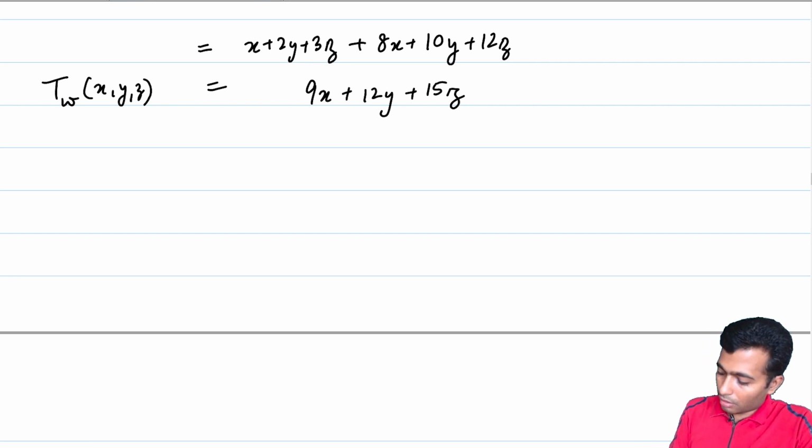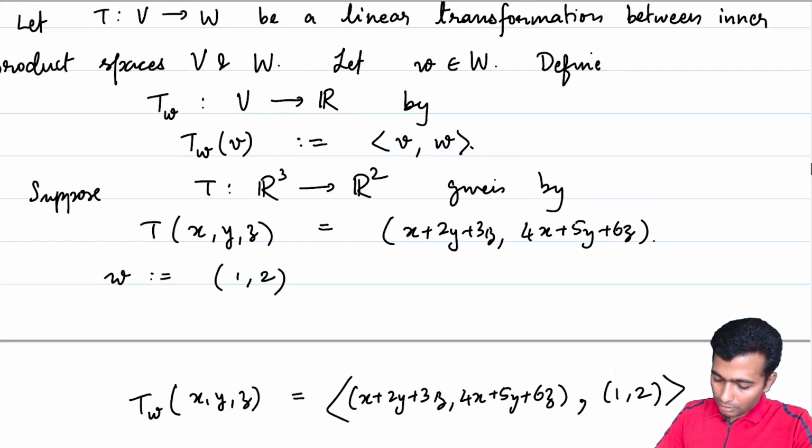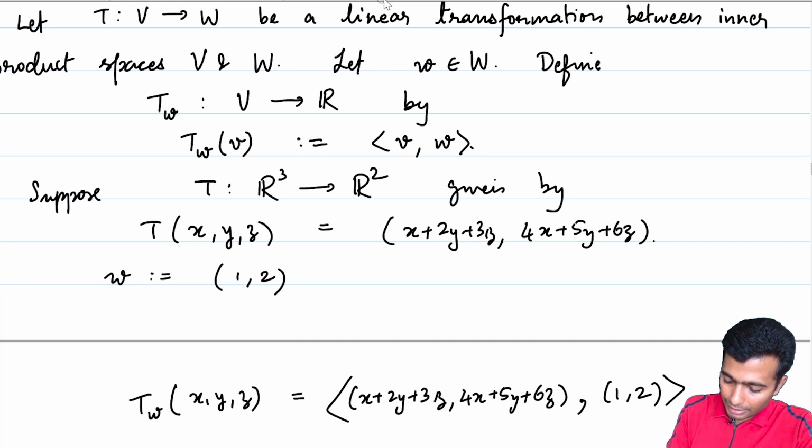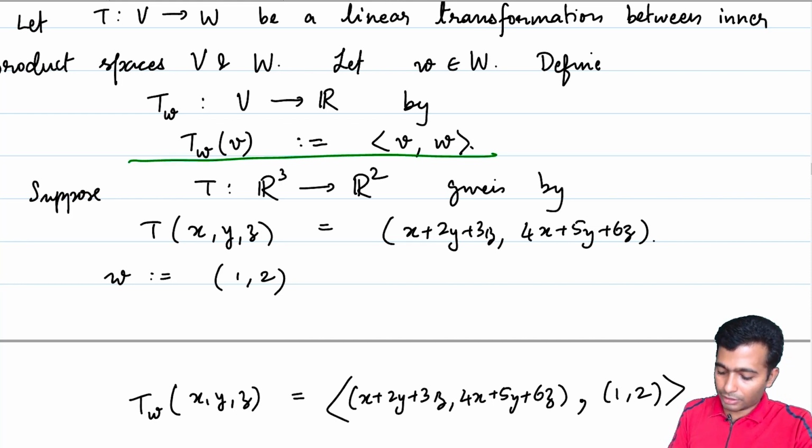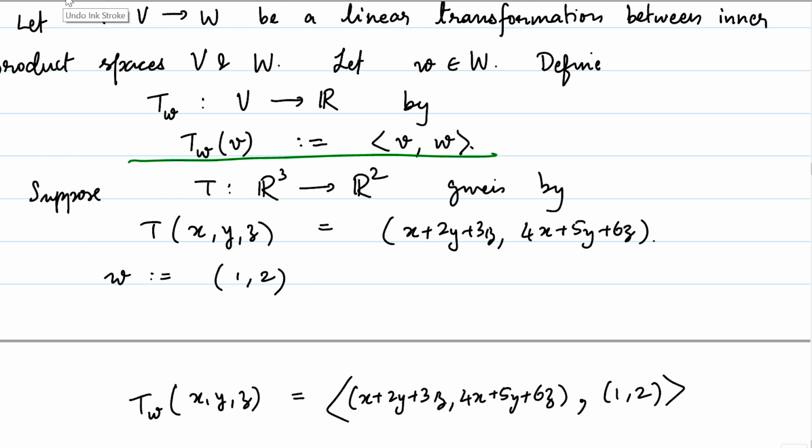So let's observe that this function, which now I am underlining in green, which is from V to R, is always going to be linear. So this is in particular a linear functional. Okay, so let me just prove that first. So the claim is about T_w from V to R.